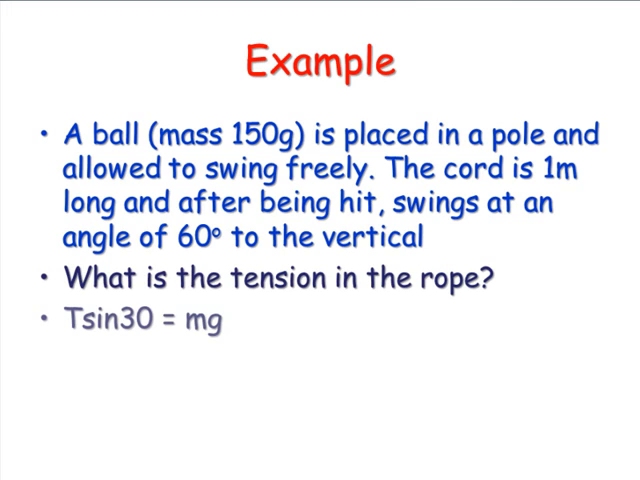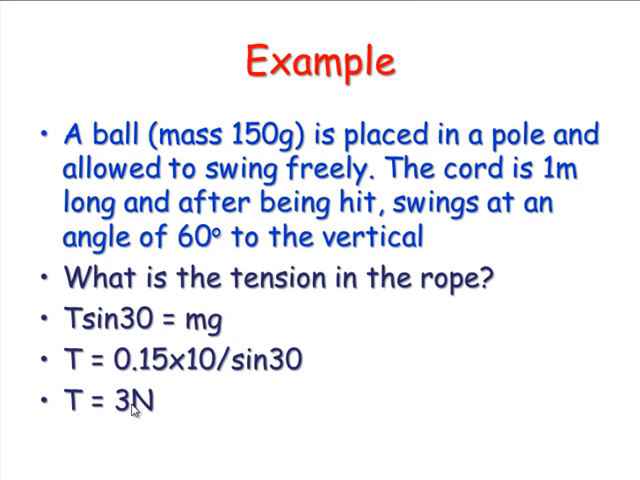What is the tension in the rope? Well, let's have a look at the relationship between weight and tension. We've got T sine 30, not the 60, is equal to the weight force. So substituting in and solving, we get tension equal to 3 newtons.